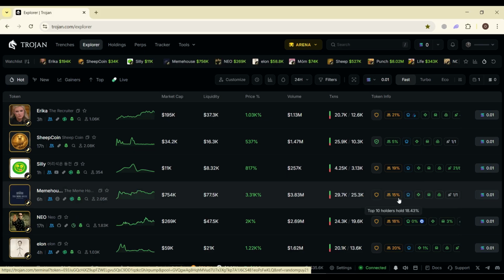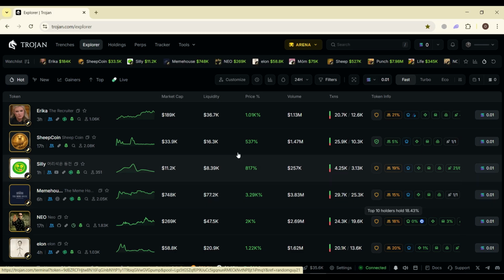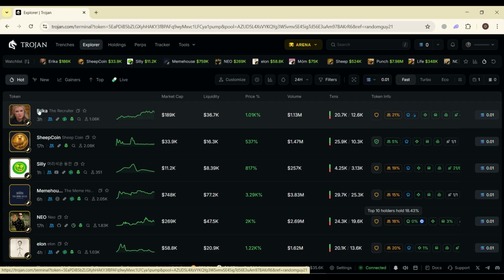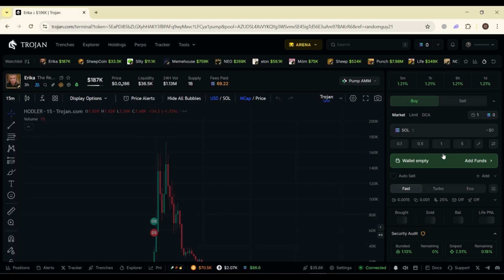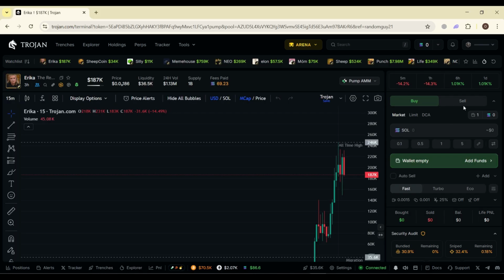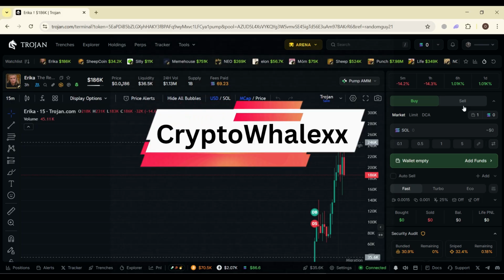Okay, so how does sniper mode work? The basic idea is very simple. You provide the token contract address and set your trading parameters, like for example, this is the coin. Okay, and here you can select your buy amount as well as the sell amount, slippage level and priority fees. Once the token becomes tradable, the bot sends the transactions automatically.